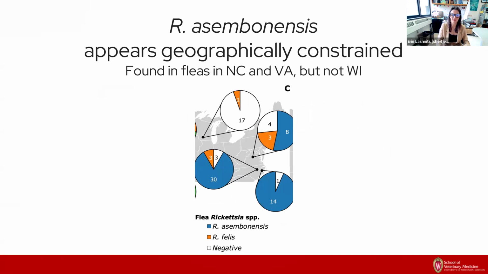Looking at Rickettsia senegalensis, since it was so common, it did appear to be geographically constrained, where it was found in fleas from North Carolina and Virginia, but it wasn't found at all in Wisconsin. So we do wonder if there is some geographic constraint, whether this has to do with the geography or the climate or what, we're not sure, but it did seem to be confined to those southeastern states.